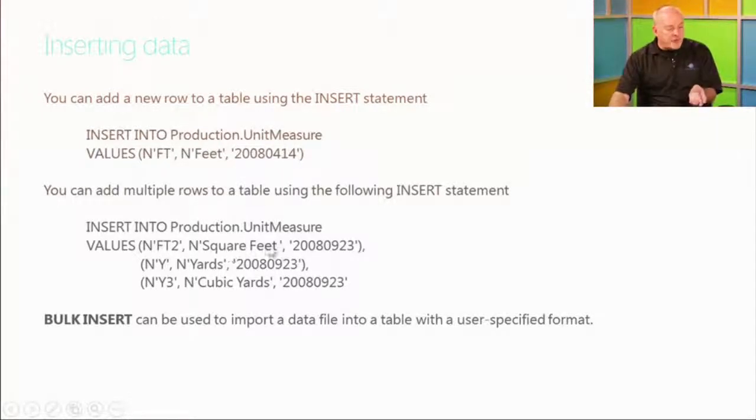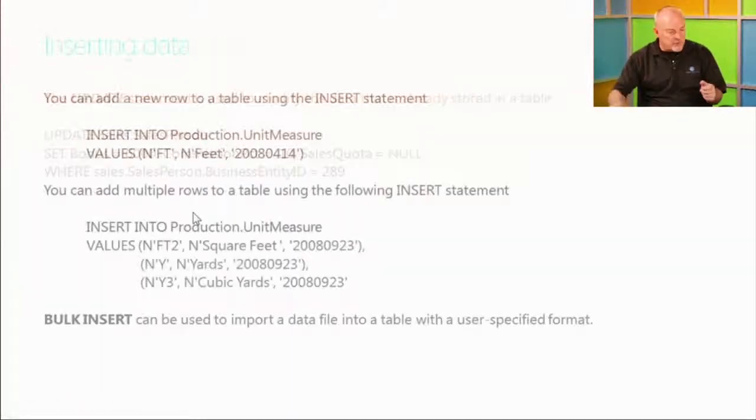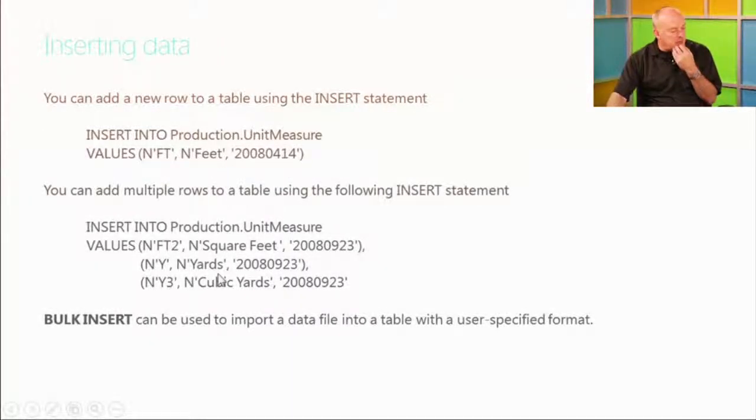Now, if I want to add 3 rows, I could do something similar: insert into production.unitmeasure. Here's the first one. And here's another one, so I'm adding square feet. I'm going to add yards, and I'm going to add cubic yards. My script is slightly different, so when I go out and show you that, this is going to be slightly different. I changed it because I wanted to show you something.